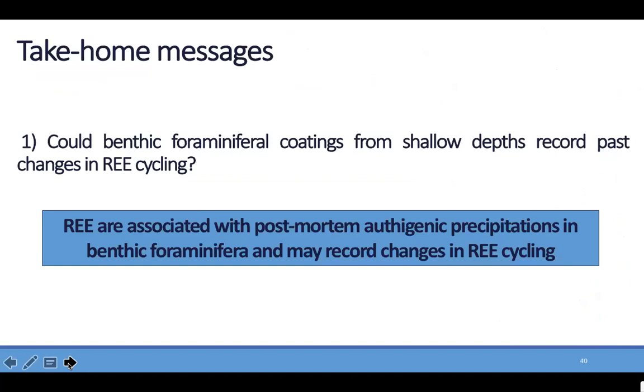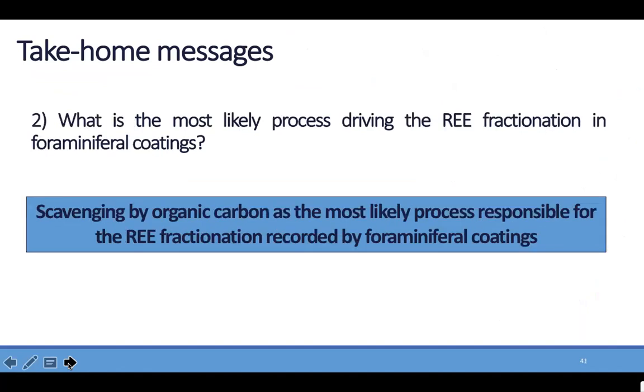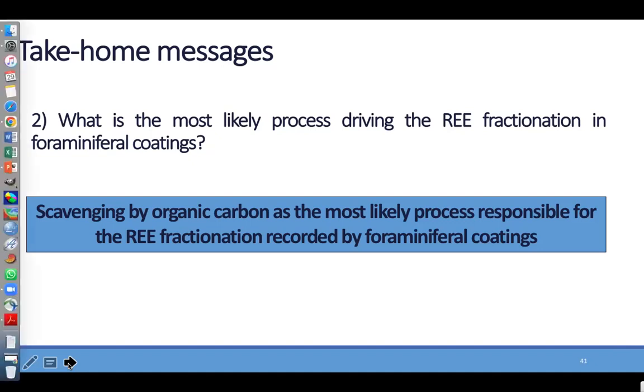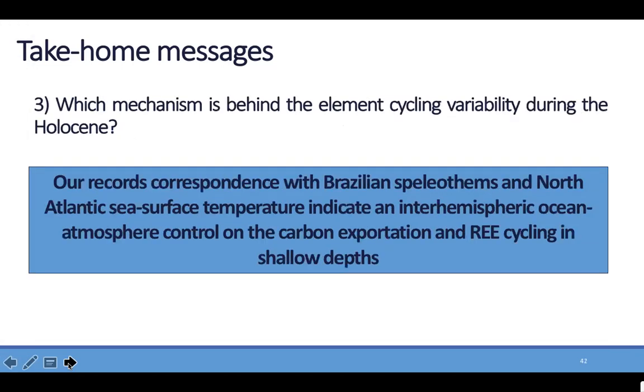Then for us, a take home message, answering our first question: heavy filaments are associated with the post-mortem authigenic precipitations in benthic foraminifera, and then we can apply benthic foraminifera coatings to record those changes in heavy filament cycling. And also scavenging by bioorganics is the most likely process that is responsible for this heavy filament fractionation recorded by the foraminiferal coatings. And then by the end, your record is in correspondence with the central east records of the speleothems in Brazil and also the North Atlantic sea surface temperature.